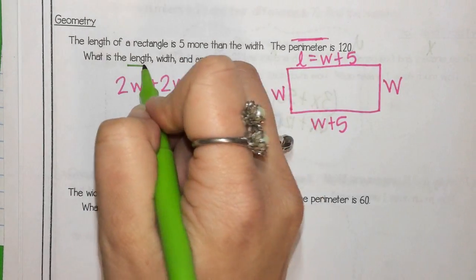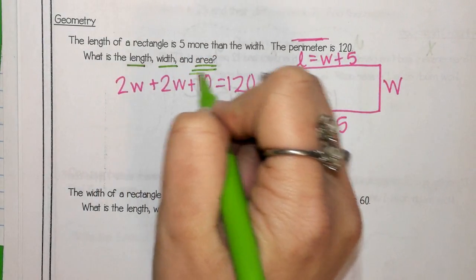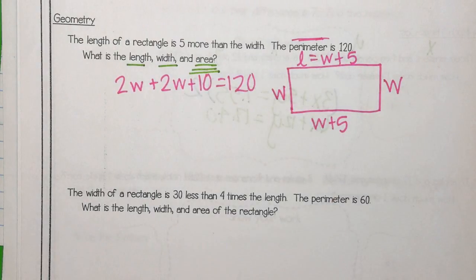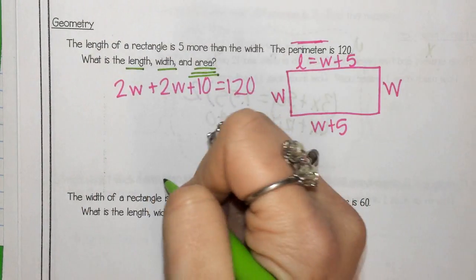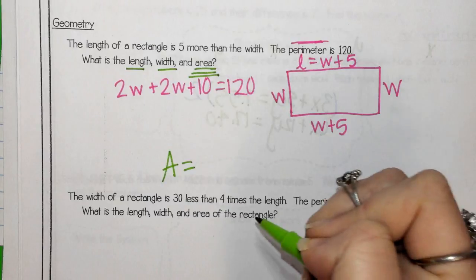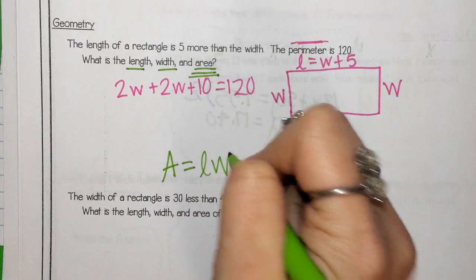It tells you to find your length, width, and area. So after you find your length and your width, how do you find the area? You multiply.